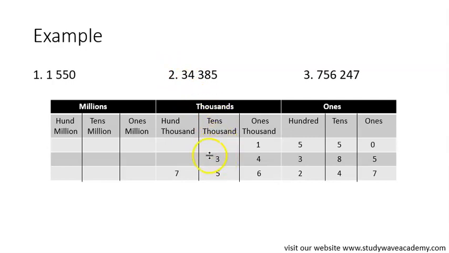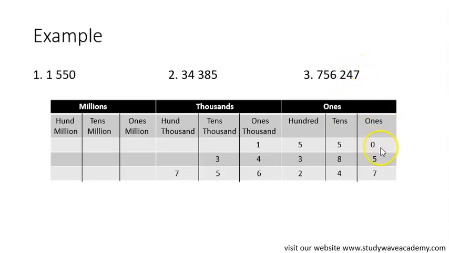So we have here 34,385. Okay. Our next number, we have 756,247. We are to place these in the place value system.